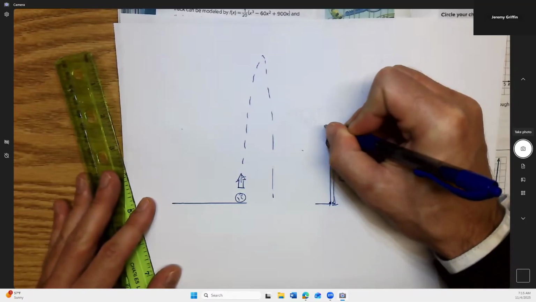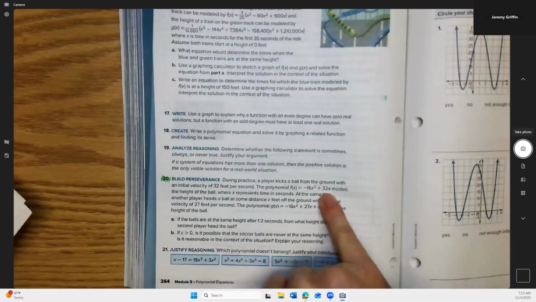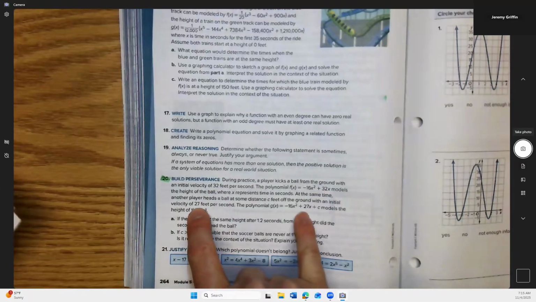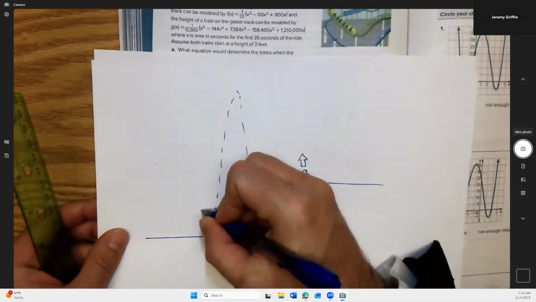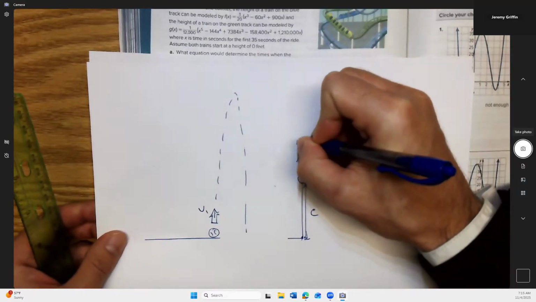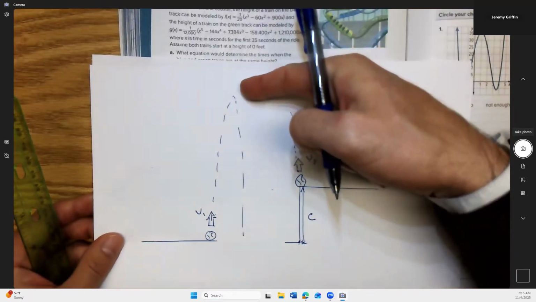Not as fast, and I know it's not as fast because I see it in the equation. The first player kicks this at 32 feet per second. The second player, well, it's only 27 feet per second, so it's not as fast. So maybe this is V1, this is V2, right? V for velocity, something like that. Okay, just like this.